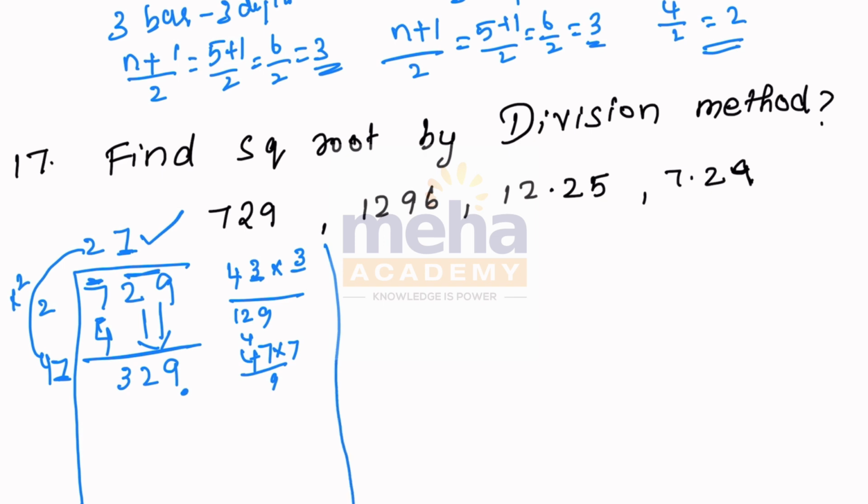So the square root is 27. Same way, 1 2 9 6. I bar it in 2 digits. Then I use the square root table.